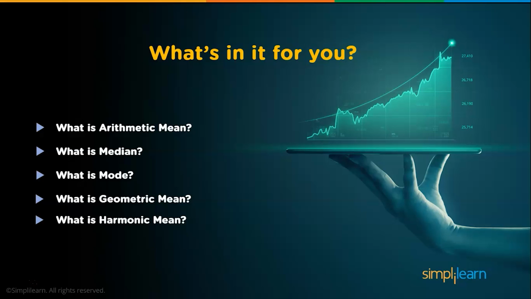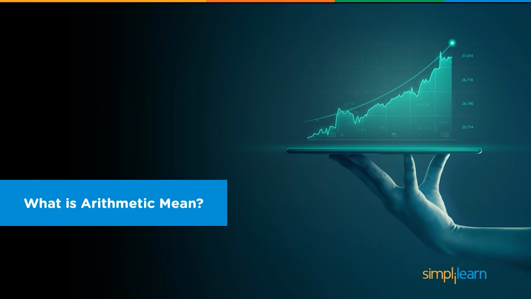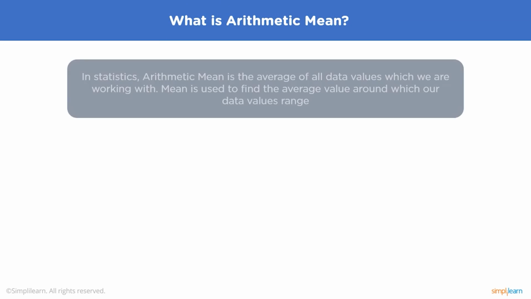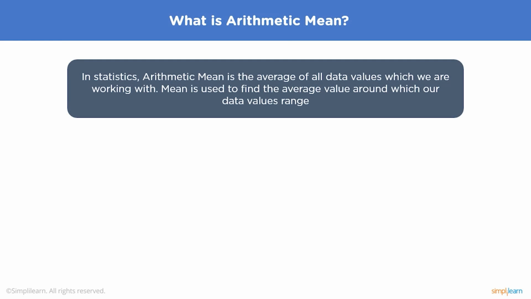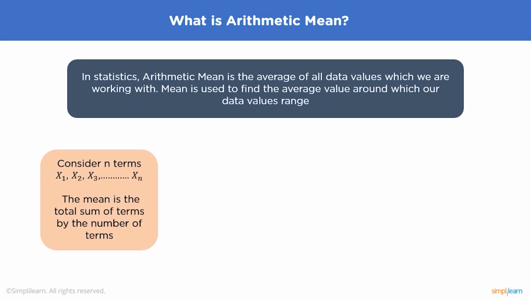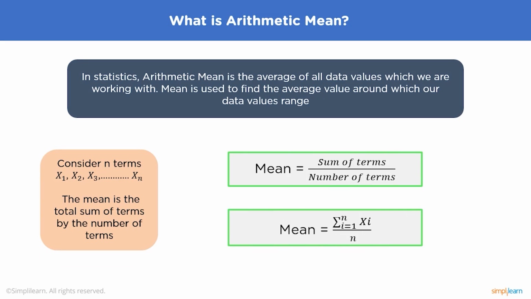So, let's get started. What is arithmetic mean? In statistics, arithmetic mean is the average of all data values which we are working with. Mean is used to find the average value around which our data values range. Mean is the average that you're used to. When you add up all the numbers and then divide by the total number of numbers which are present, that gives us the mean. The mean helps us to assess the performance of an investment or company over a period of time, and it has many other uses.